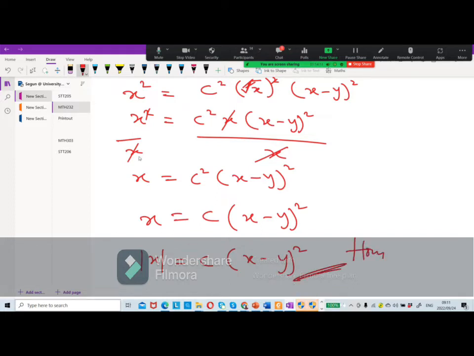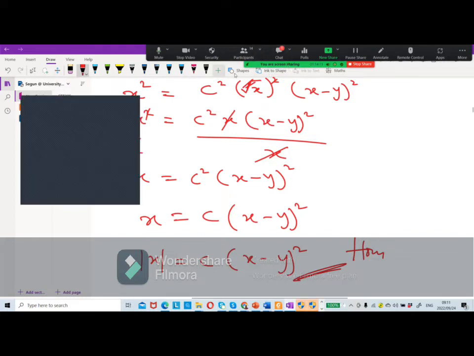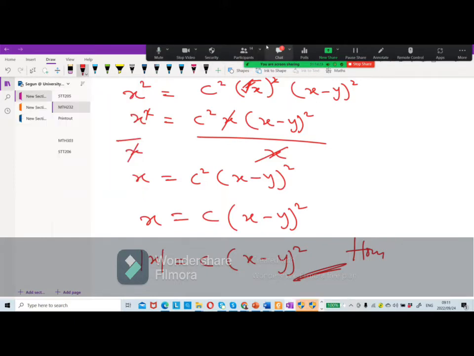Who is that? Just raise up your hand if you have anything to say. So this is our homogeneous equation. Any question? Yes, Charles.